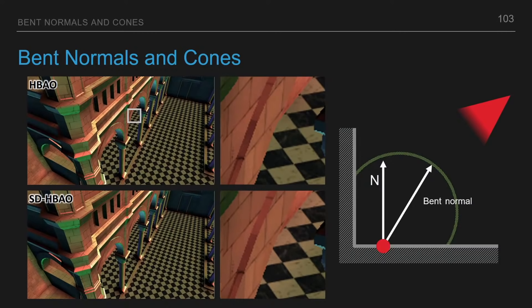Bend normals are often computed during the ambient occlusion computation, and by computing them during the stochastic depth ambient occlusion computation, we can improve their robustness, especially under motion, when geometry becomes occluded. Here, the bend normals generated using stochastic depth ambient occlusion along the wall's edge remain consistent, producing a red tint on the floor which is not present with traditional screen space ambient occlusion.